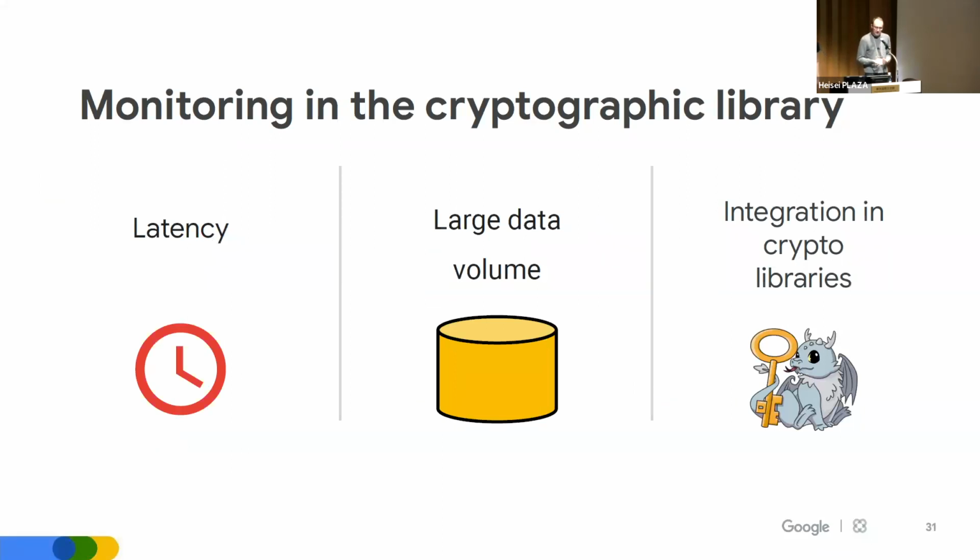The challenges here are quite big. First of all, latency. If we do this directly in the cryptographic library, operations have to be really fast. Imagine you just encrypt a few blocks of data. You cannot afford any overhead really. At the same time, you also have a very large data volume here, so you really need to carefully think about how you aggregate the data to make it handleable. And also the integration in the crypto libraries. The crypto libraries are available in many programming languages, and you need to integrate this monitoring everywhere.